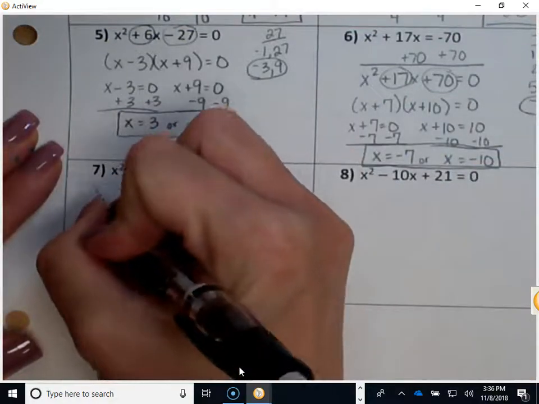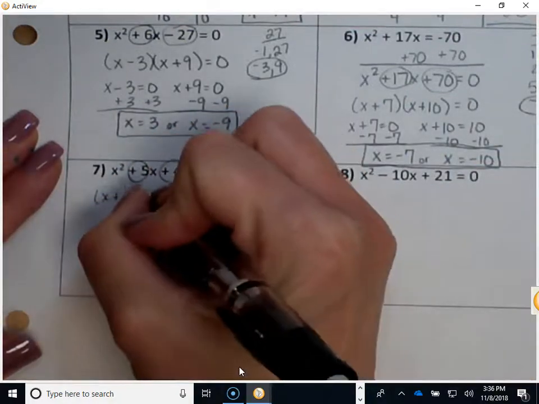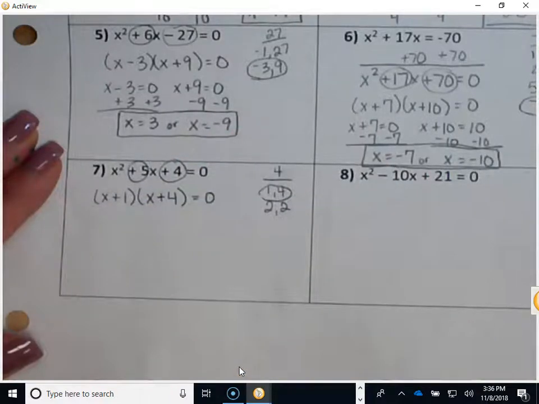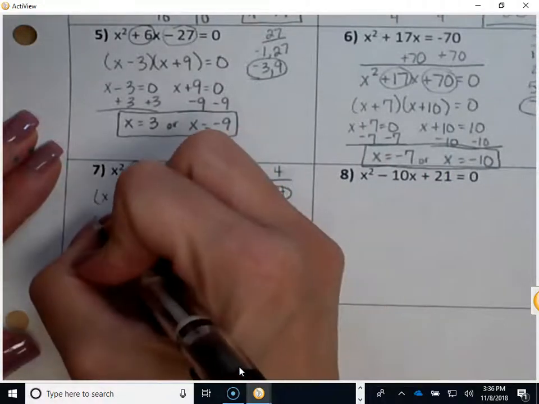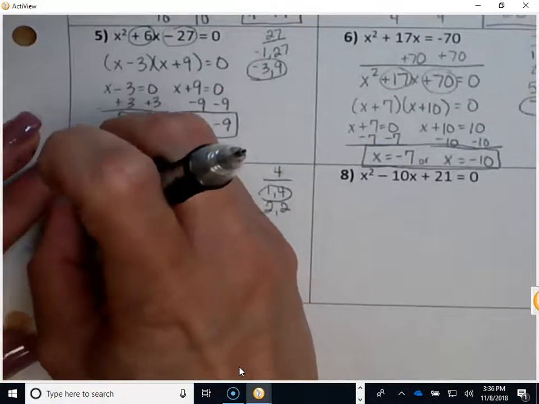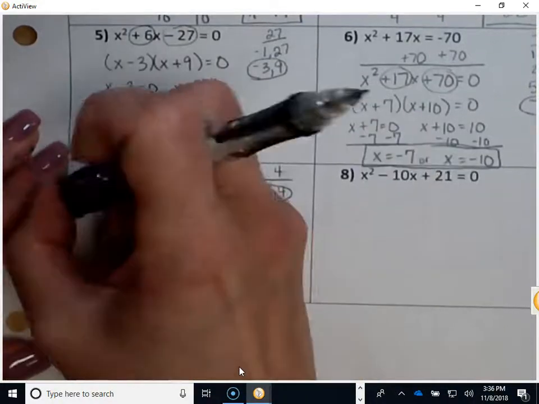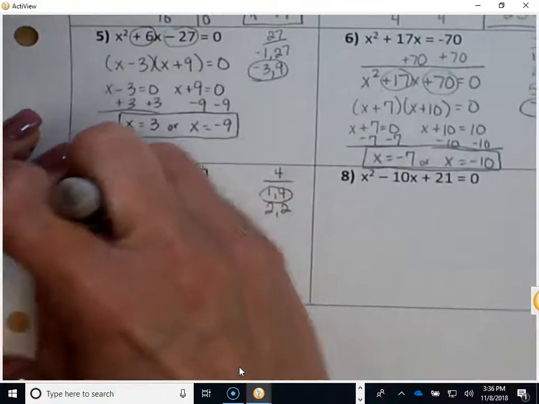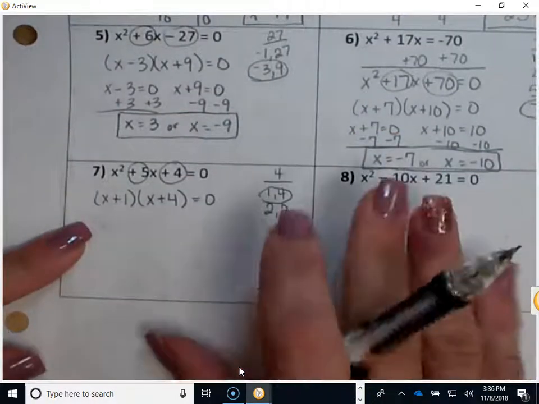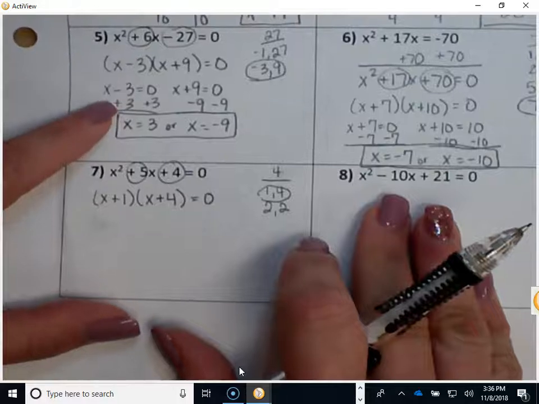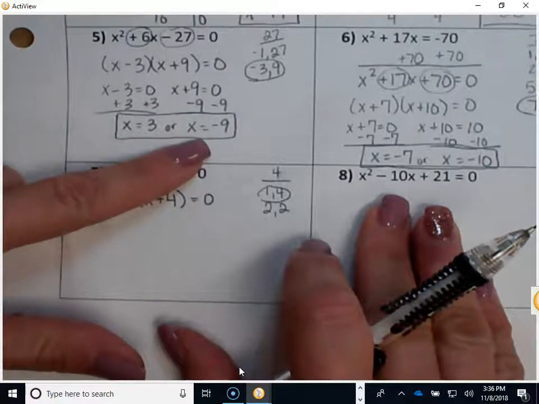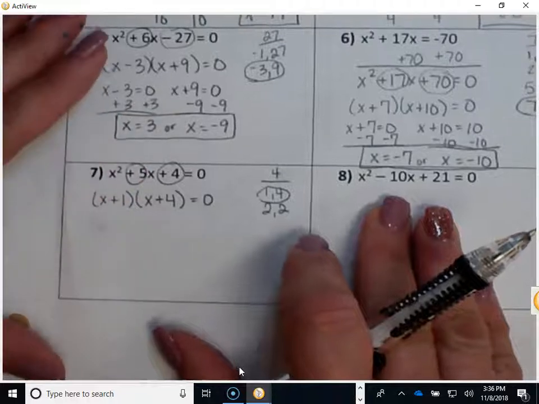So that means it's going to be x plus 1, because it's positive 1, x plus 4, because it's positive 4, set equal to 0. Set each one of those equal to 0 and solve. Oops, don't need that parentheses. And what you'll notice is you basically get the opposite sign. So when I set x minus 3 equal to 0, I get x equals positive 3. When I set x plus 9 equal to 0, I get x equals negative 9.